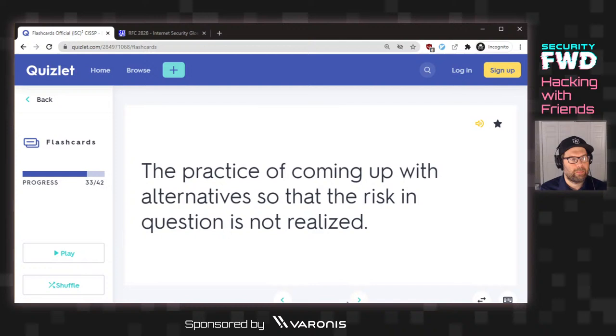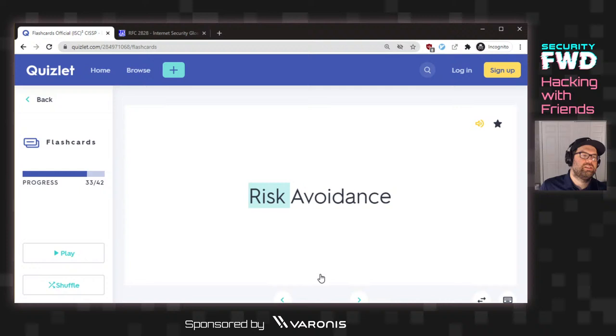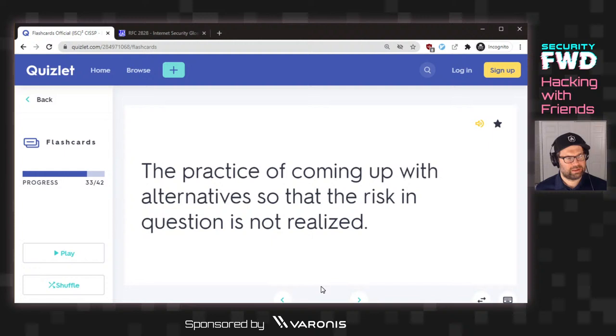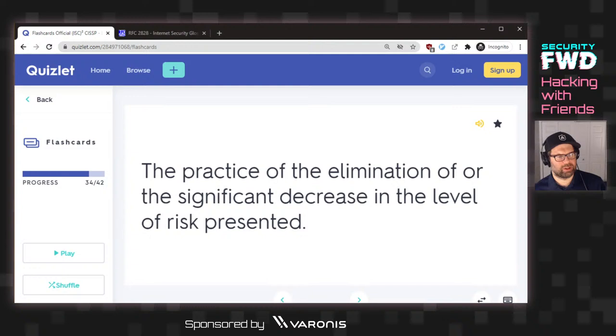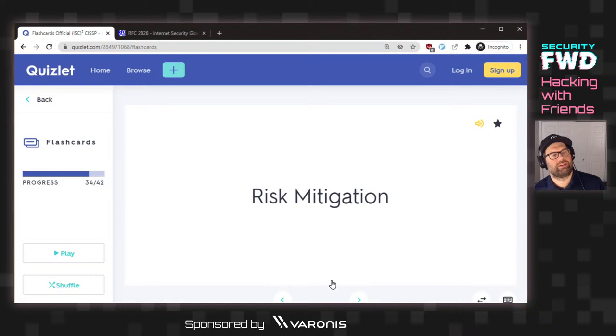All right, the practice of coming up with alternatives so that the risk in question is not realized. Risk mitigation? Avoidance. I guess mitigation is reducing the risk, not avoiding it. So I'm trying to remember, alternatives and avoidance. Though I do think risk avoidance is risk mitigation, but we'll see. Elimination of or the significant decrease in the level of risk presented. So help me, this will be the third time I've said risk mitigation. So let's really hope it is this time. Yes, I'm relieved. You take enough shots, eventually you get one right.